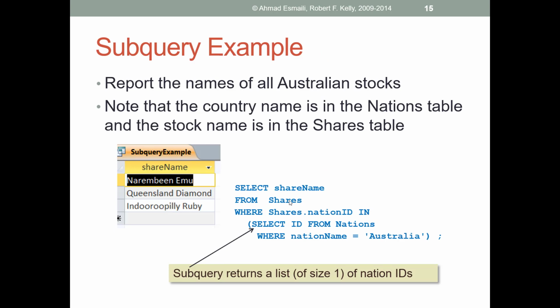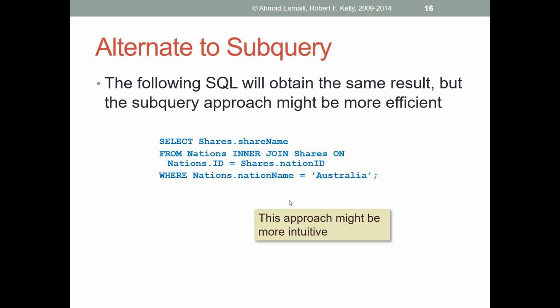All right. So now the interesting thing is that the same query which we wrote in a slightly complicated way using a subquery can be easily written in this way. So what you will do, we will do a join. You will say select shares.share name from nations join shares on nations.id is equal to shares.nationid and where nations.nation name is equal to Australia. Alright, so it was fairly straightforward. But here in this case, we are doing it using an explicit join.